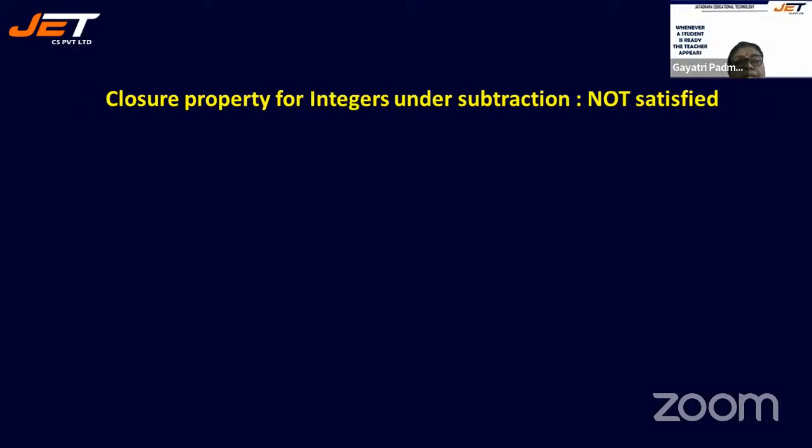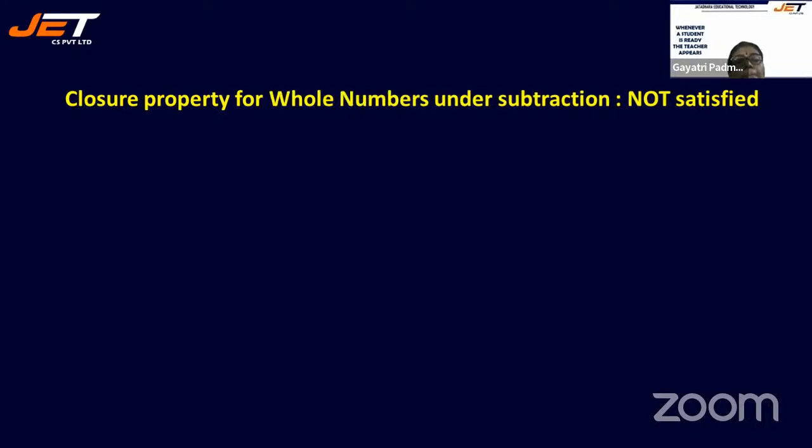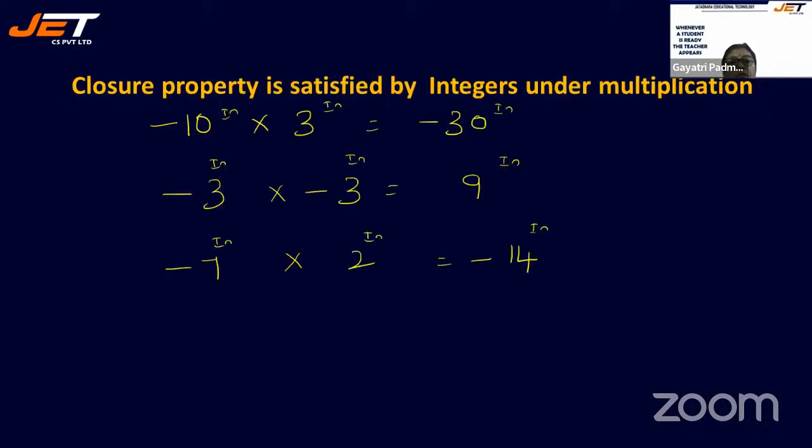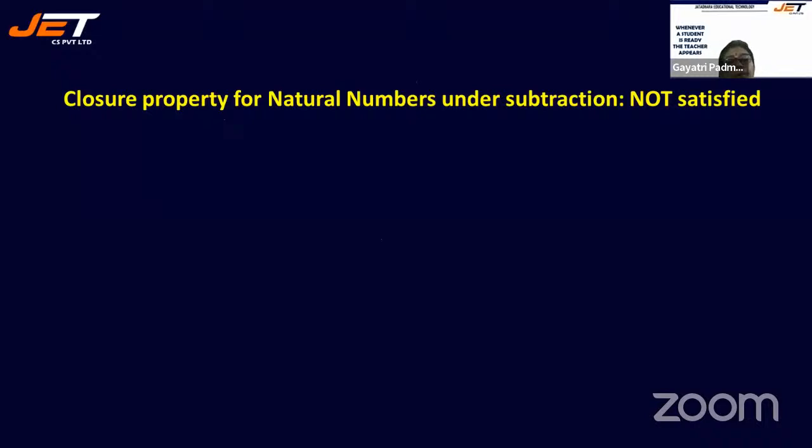So when you say that the closure property for natural numbers under subtraction is not satisfied, when do you say that? Here we can give an example.